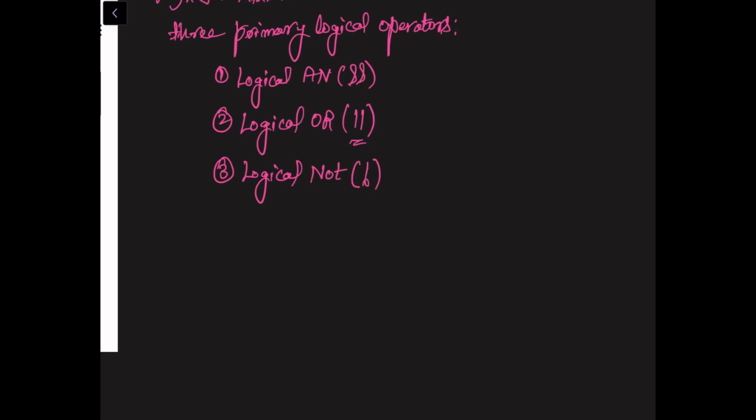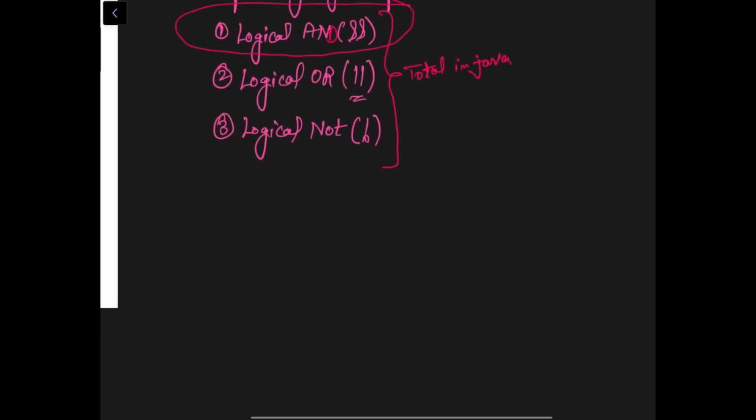These operators are used to perform logical operations on Boolean values. But before example, just let me tell you, these all are the total number of logical operators which we have in Java. Okay, let's discuss the first one, that is logical AND operator.